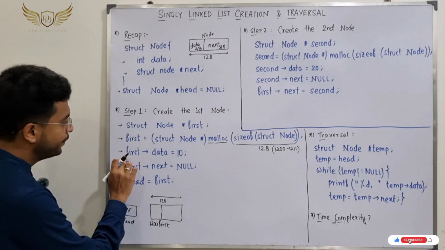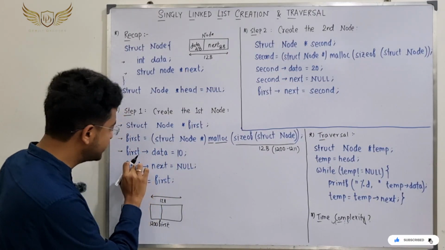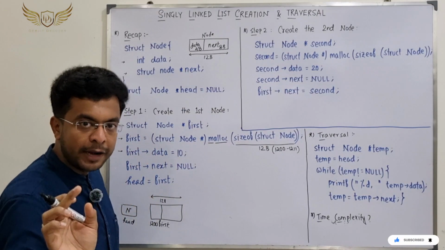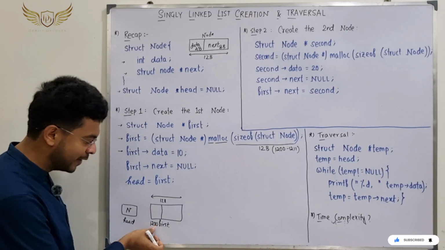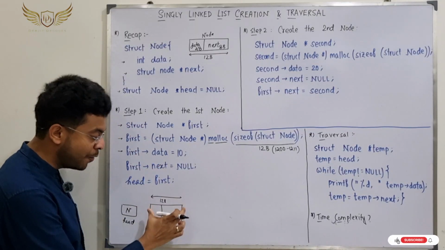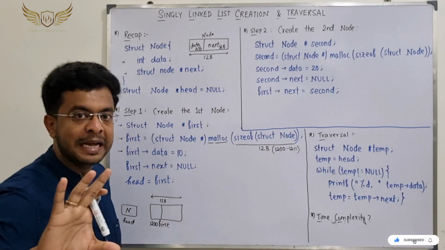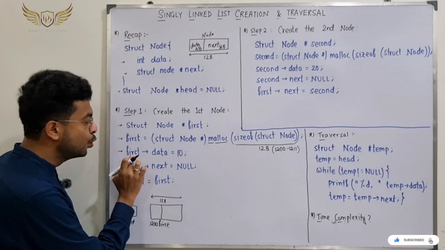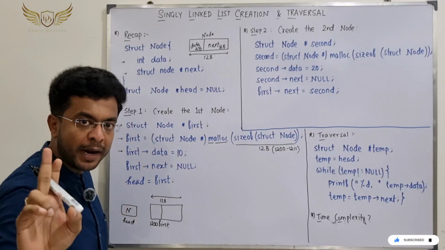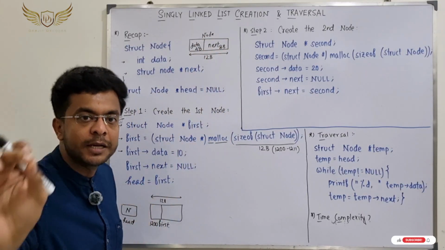Now what we will do next: first arrow data equals 10. So what is first? First is a node, and what is the address of first? 1200. This is the address of first, right? And how many bytes does first have? 12 bytes. Make it clear in your mind. Now it is saying go to first, and first has two parts, because first is a node: one is the data part and the other is the next part, that is, the integer part and the pointer part.